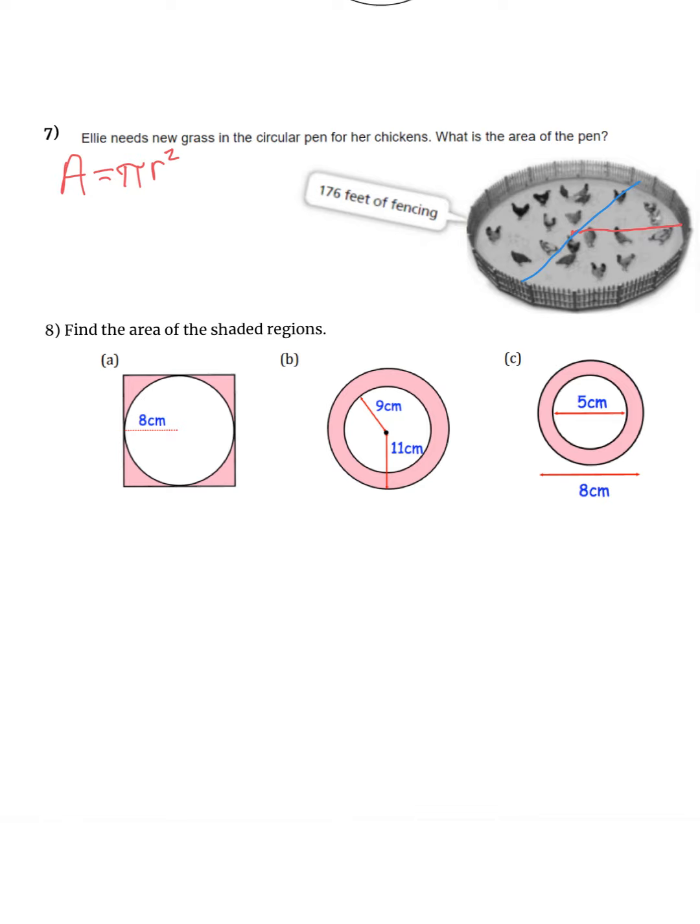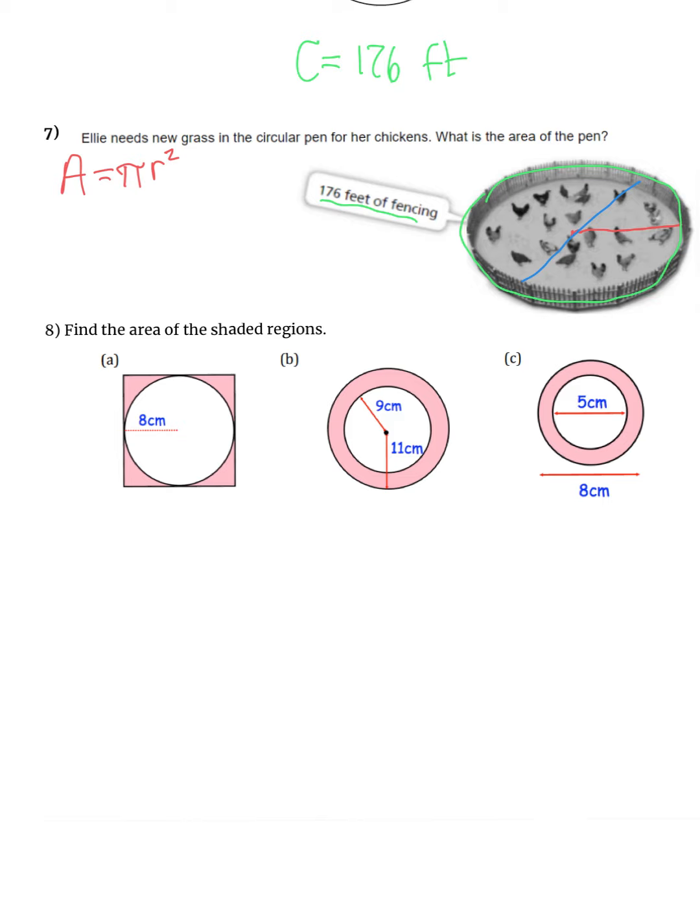But in this problem, they're not actually giving us the radius or the diameter, they're giving us the circumference, because they're telling us that this fencing is about 176 feet around. And so that is actually the circumference. So in this problem, they're giving you the circumference of the circle, which is 176 feet, and you're asked to find the area. So how do I do that?